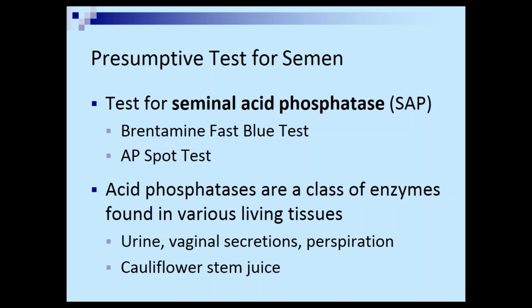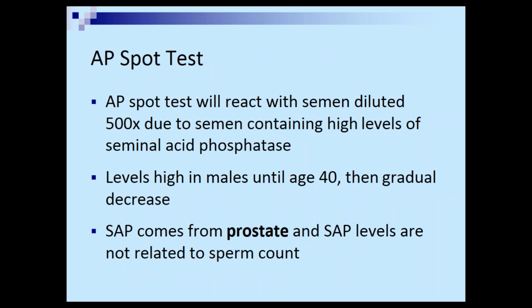But the fact that seminal acid phosphatase is in such a high amount and is very reactive in the test that we're going to describe means you get a much stronger reaction when semen is present. So again, all this boils down to the experience of the investigator. If you get a strong reaction, you know it's semen. If it's a weak reaction, then you have to use your best judgment about whether to move on and test for semen or whether you think it's just vaginal secretions or some other substance causing a weak reaction.